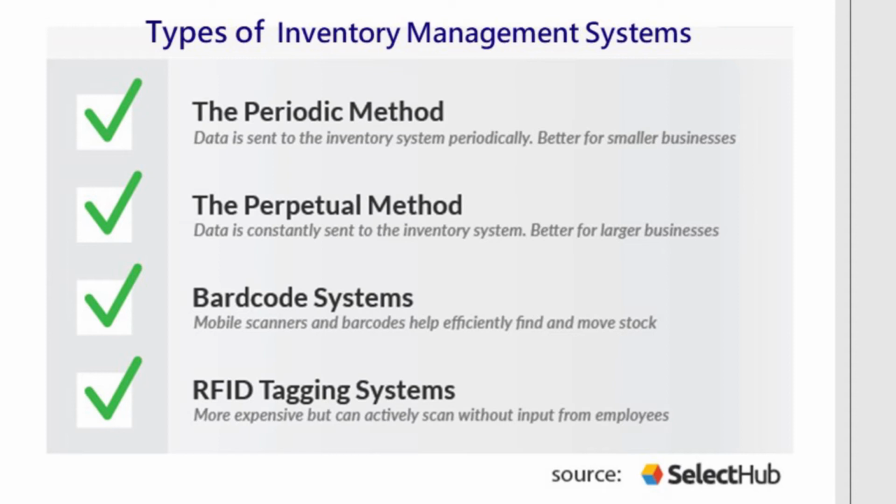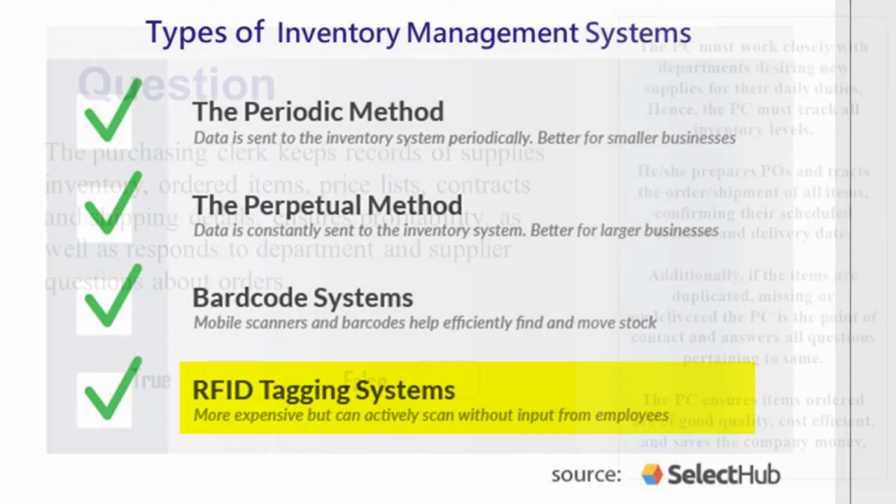Types of inventory management system. These are the periodic method, the perpetual method, the barcode systems, and the RFID tagging systems.